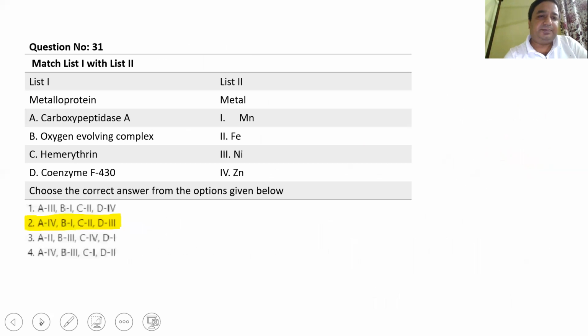Here again, it is a memory-based question. We have to match list 1 with list 2, metalloprotein and what kind of metal it contains. Carboxypeptidase is going to contain zinc. The oxygen evolution complex, which is present in PS2 of plants, that is photosystem 2, will have a cluster of Mn, that is Mn4O4Ca.